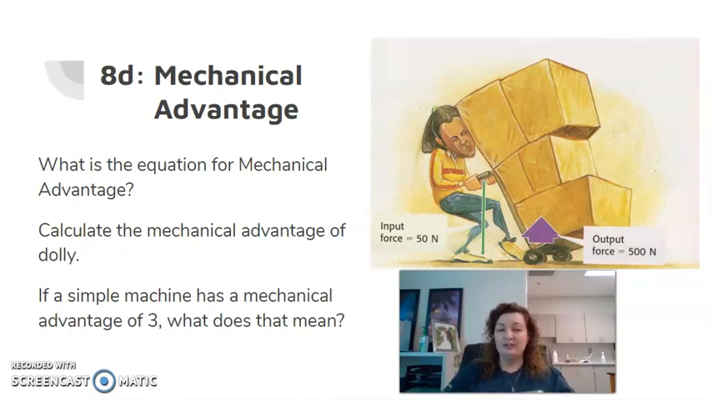So this is part 2 of AKS 8D, which is just all about mechanical advantage. It's going to be really quick and easy. So it's asking us what is the equation for mechanical advantage and just what is mechanical advantage altogether. So let's go ahead and look at that.